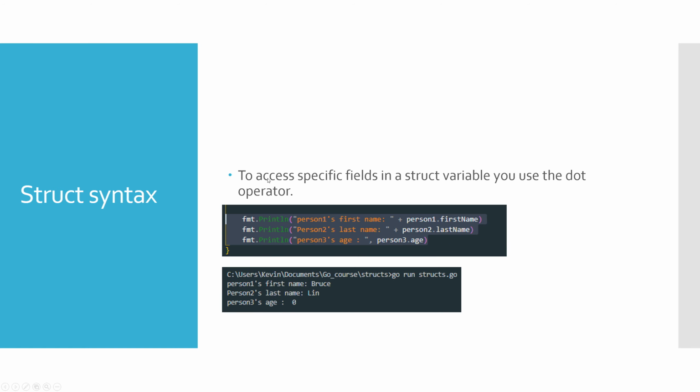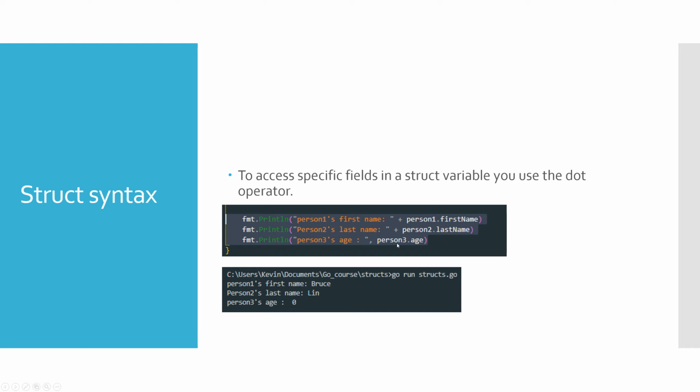Now, to access specific fields in a struct variable, you use the dot operator. So as an example, if we want to access the first name of person1, we do person1 dot first name. So if we print this first line up here, we get person1's first name is Bruce. And as an example, if you want the person's last name, I'm going to use person2 as the example here, person2 dot last name, and you see that it gets printed Lynn.